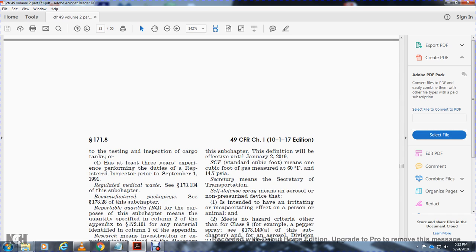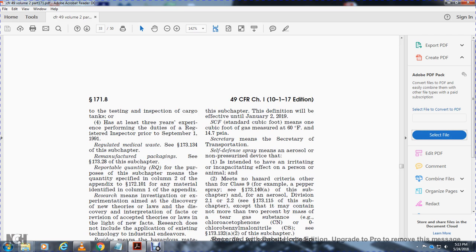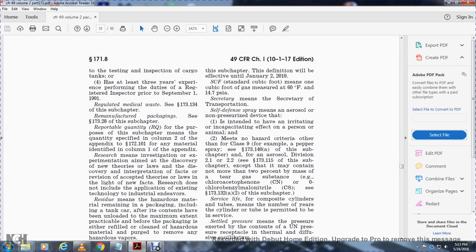Regulated medical waste, 173.134 of the subchapter. Remanufactured packaging, 173 of the subchapter. Reportable quantity, RQ, for the purposes of the subchapter, means the quantity specified in column 2 of the appendix to 172.101 for the material identified in column 1 of the appendix. Research means the investigation or experimentation aimed at the discovery of new theories or laws, or the discovery and interpretation of facts, or revision of accepted theories or laws in light of new facts. Research does not include the application of existing technology to industrial endeavors.